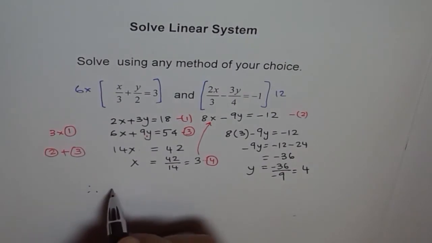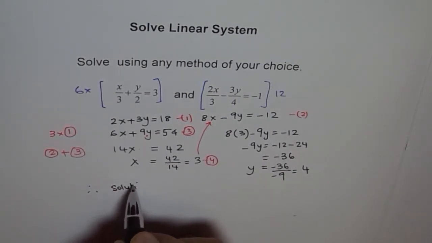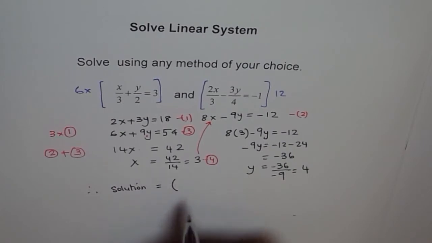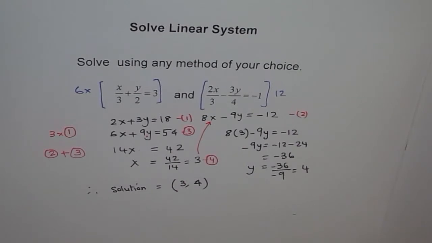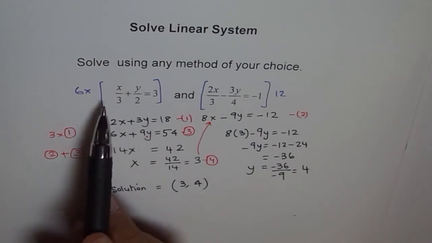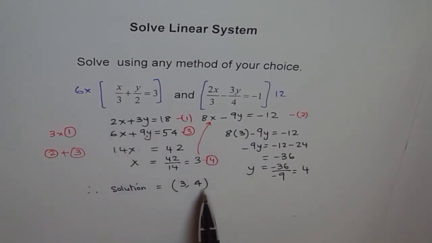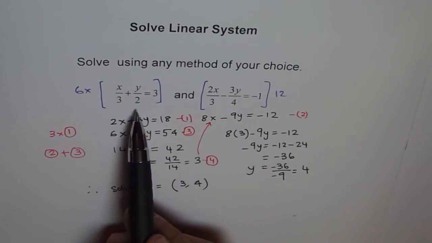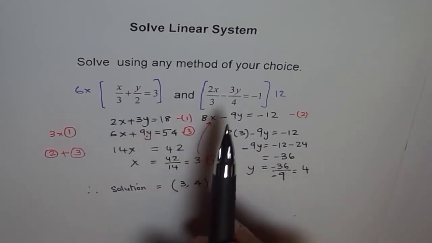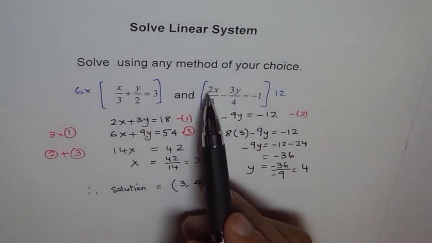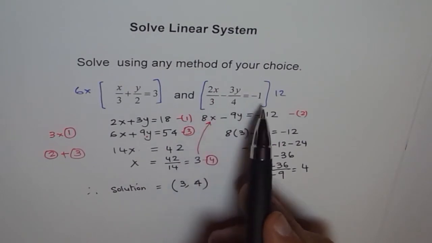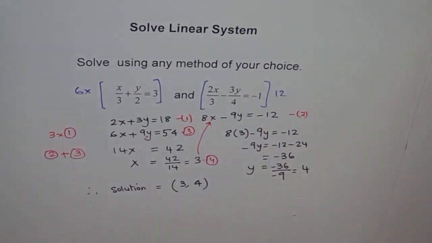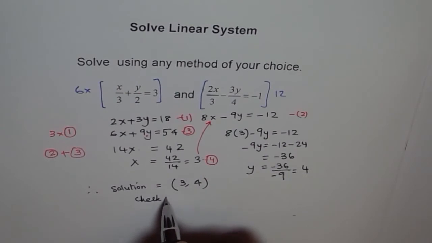Therefore our solution is x equals 3 and y equals 4. That's our solution, correct? Now let's check, does it really give us the right answer? If I put 3 here, I get 3 divided by 3 as 1, and if I put 4 here, 4 divided by 2 is 2, and 1 plus 2 is 3, correct? How about this one? 3 divided by 3 is 1, I get 2 here, and 4 divided by 4 is 1, I get minus 3. 2 minus 3 is minus 1. It works, right? So that is a check.